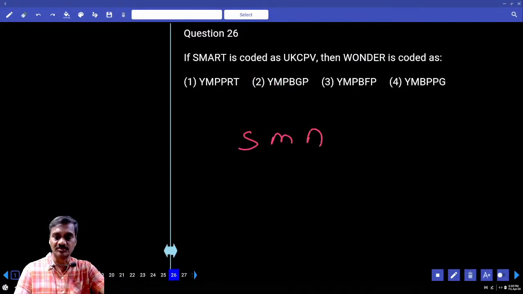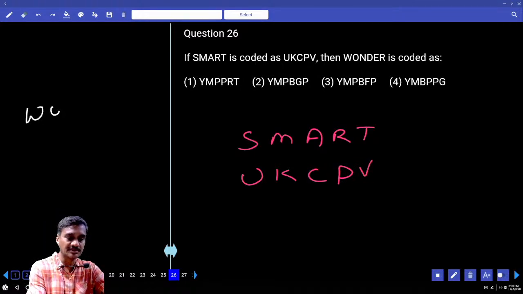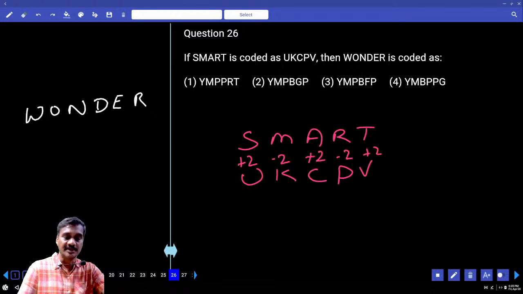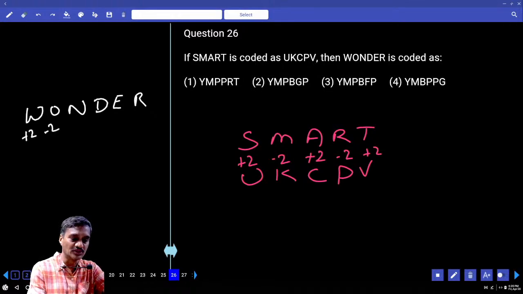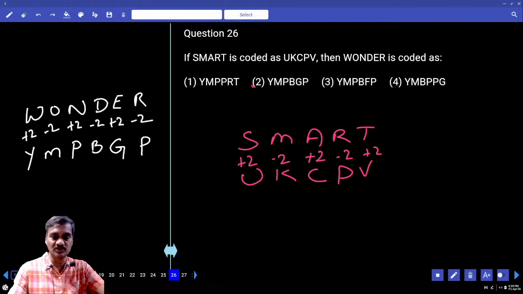Then 26. The code given to the word SMART is UKCPV. In the same way, what is the code for the word WONDER? S to U is plus 2, M to K is minus 2, A to C is plus 2, R to P is minus 2, T to V is plus 2. Similarly here: plus 2, minus 2, plus 2, minus 2, plus 2, minus 2. W plus 2 is Y, O minus 2 is M, N plus 2 is P, D minus 2 is B, E plus 2 is G, R minus 2 is P.